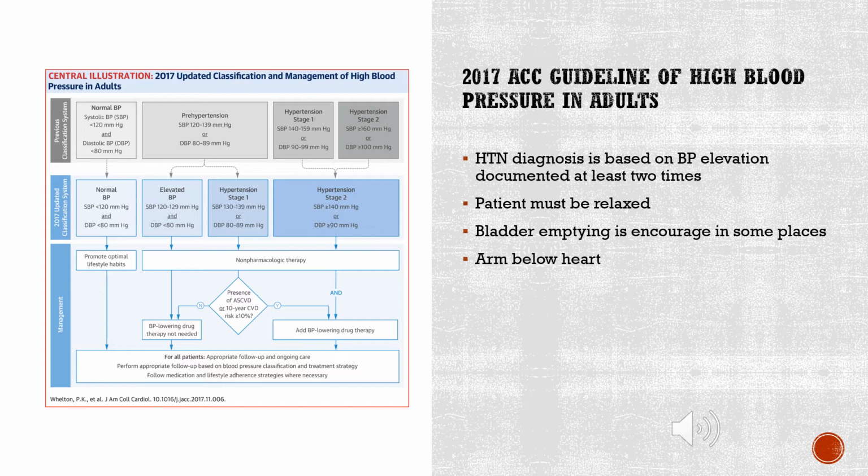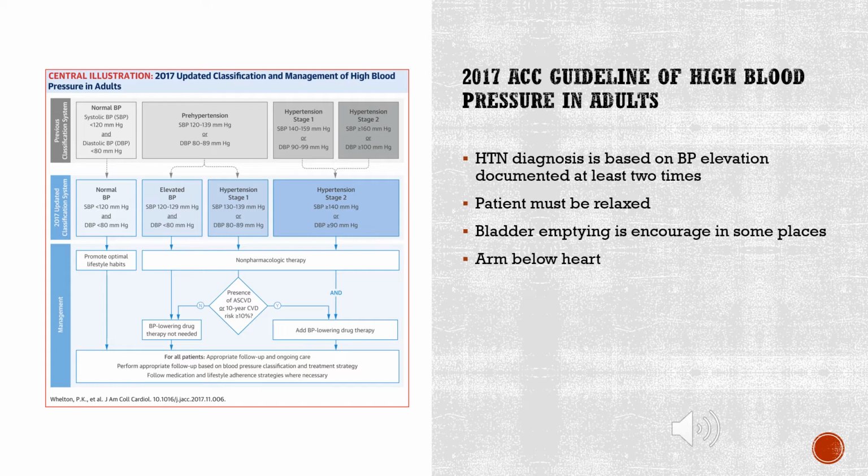Stage 1 would include those individuals who are ranging from 130 to 139 systolic and 80 to 89 diastolic. And these patients, if they've had cardiovascular disease, then we would add blood pressure lowering drugs, and we would also encourage non-pharmaceutical treatments such as exercise, change of diet, and such.